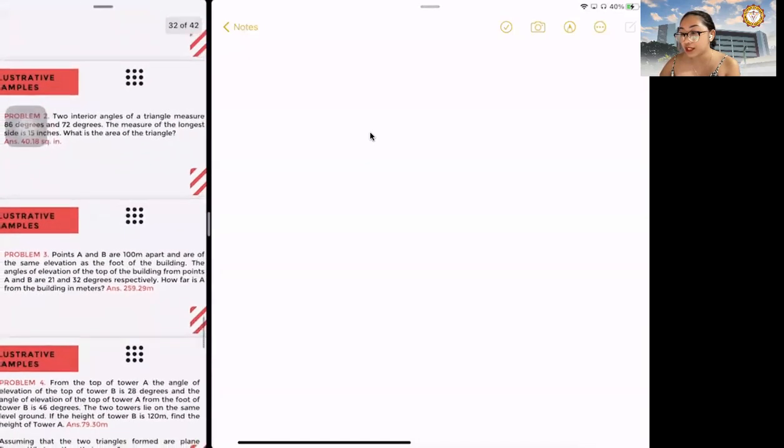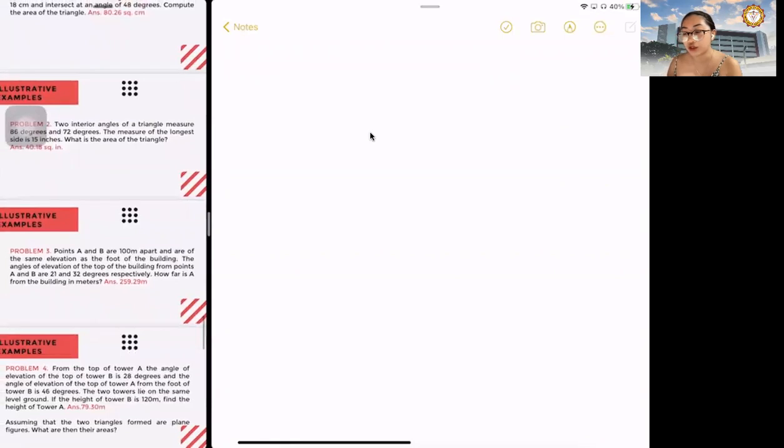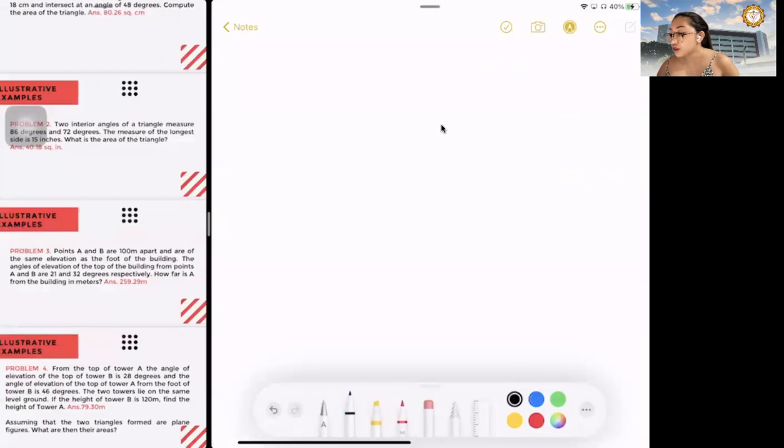Problem number 3 states that points A and B are 100 meters apart and are of the same elevation as the foot of the building. The angles of elevation of the top of the building from points A and B are 21 and 32 degrees respectively. How far is A from the building in meters? So that is our problem. Okay, so let us draw that first.